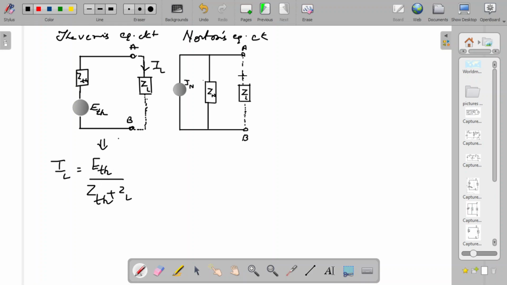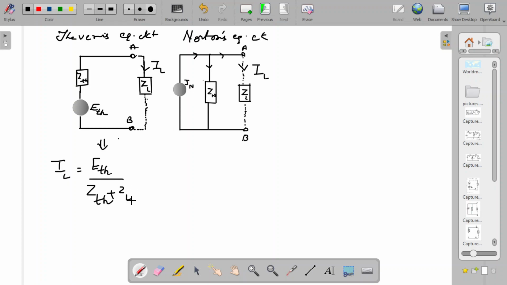Now coming to the Norton's equivalent circuit, we will find out what is the IL. But here it's not as simple as this. You cannot write it like this because the impedance Zn is in parallel with ZL. So when the current generator produces the current IN, this current reaching the node here will split, going in both directions.